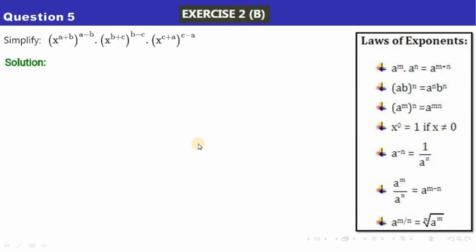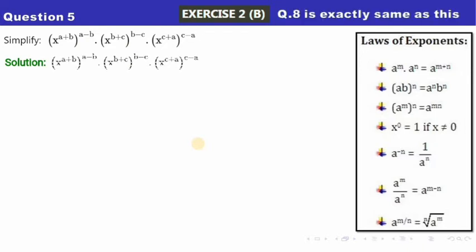So let's have a look at this question. Before doing this, I want to say that question number 8 from the same exercise is exactly the same as this. Now if you see here, in every term we have got one power outside, so there we'll make use of this law, because we have got one extra power from outside. As per this law, we need to multiply the powers.